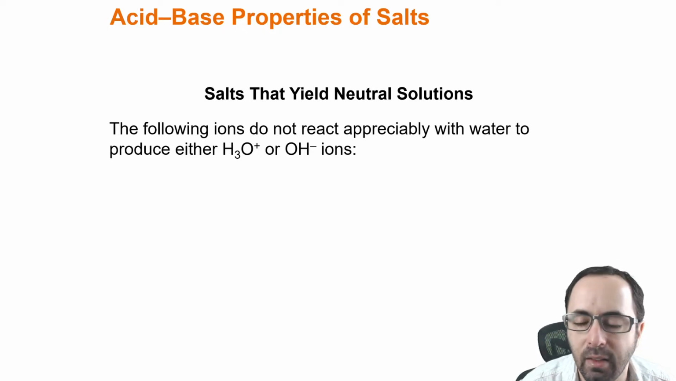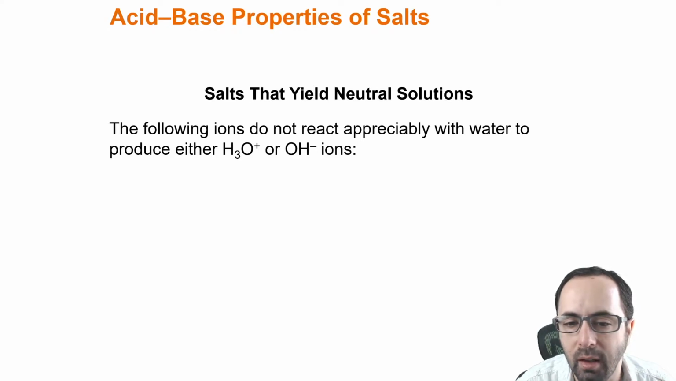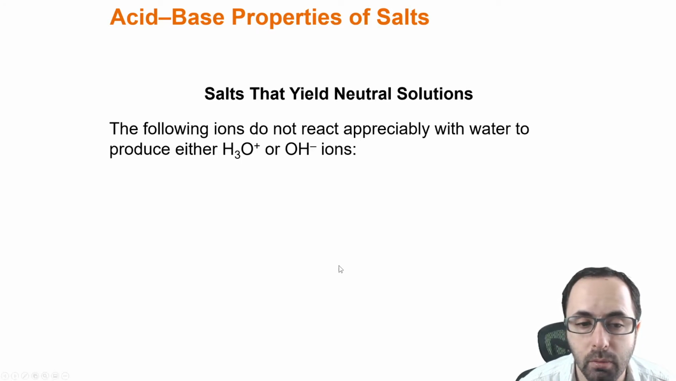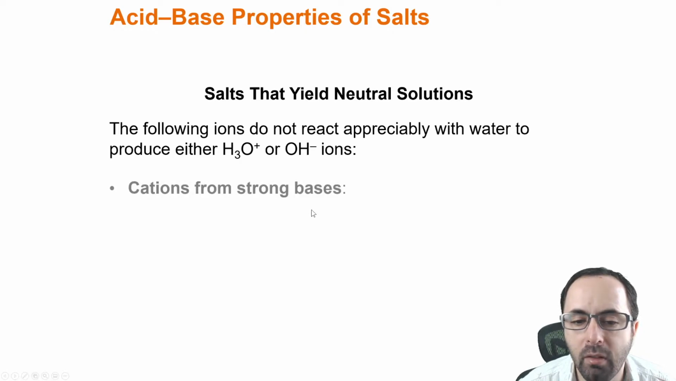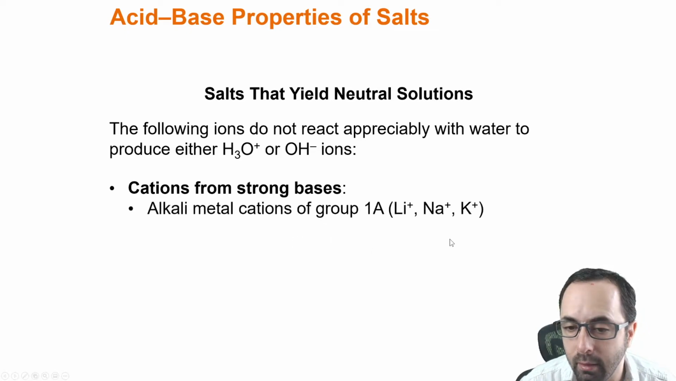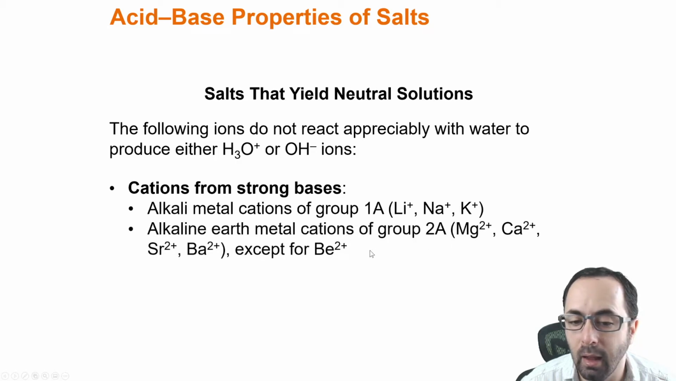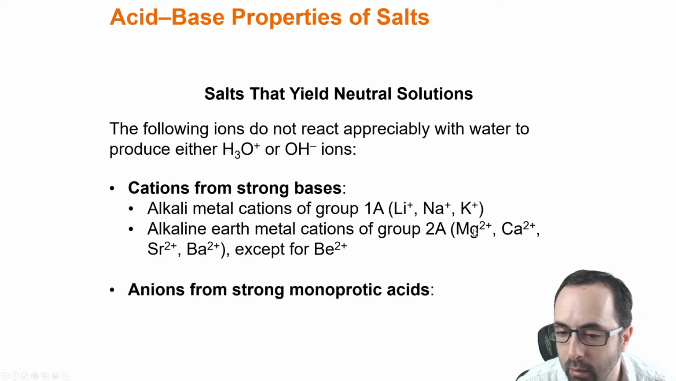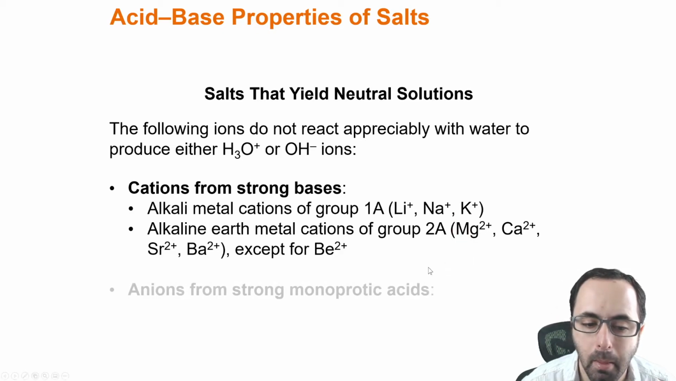And that's the idea that's going to be very useful to us in deciding if the ions that are a part of a salt produce acidic, basic, or neutral solution. And so salts that produce neutral solutions are those cations that are from strong bases, such as group 1 cations, and alkaline earth metals, such as calcium, strontium, barium. It does not include beryllium because beryllium hydroxide is not very soluble. In fact, magnesium hydroxide is not very soluble either.